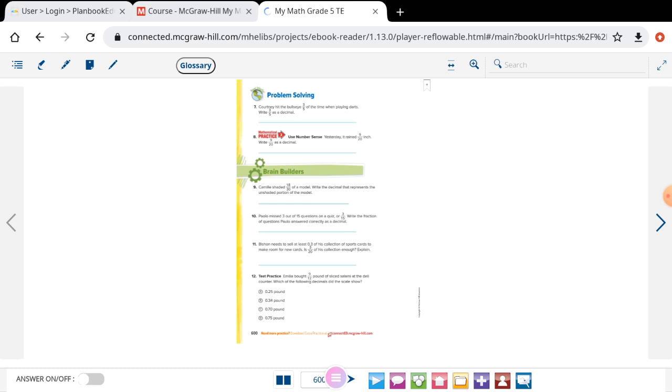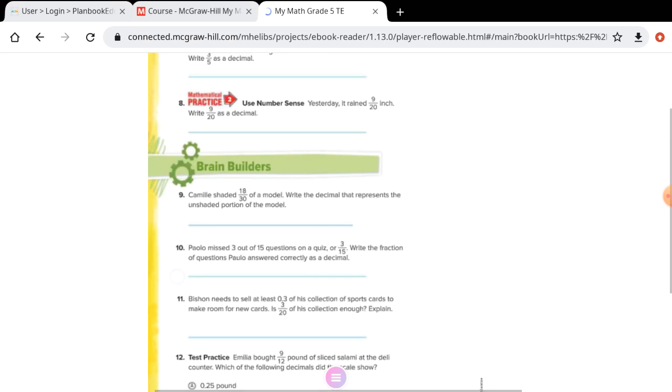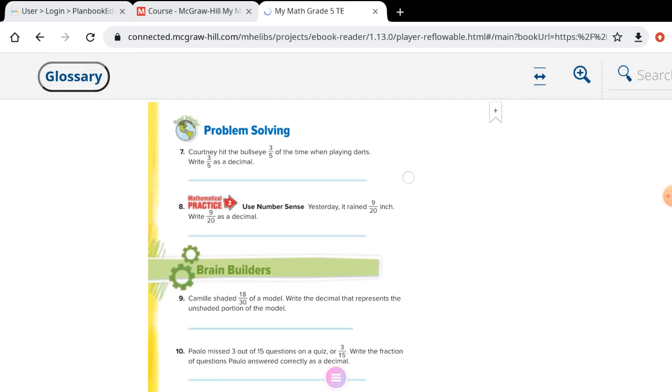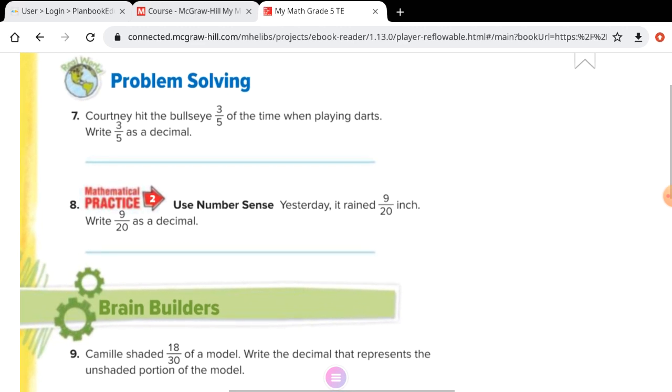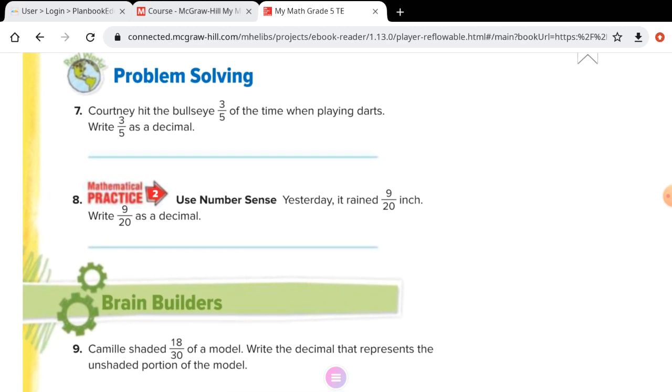Courtney hit the bullseye 3/5 of the time when playing darts. Write 3/5 as a decimal. Lainey, is this an option 1 type problem? No. Why not? Because the denominator's not a 10. Yeah, the denominator is not a 10, a 100, or 1,000. Can I get the denominator to a 10, 100, or 1,000?